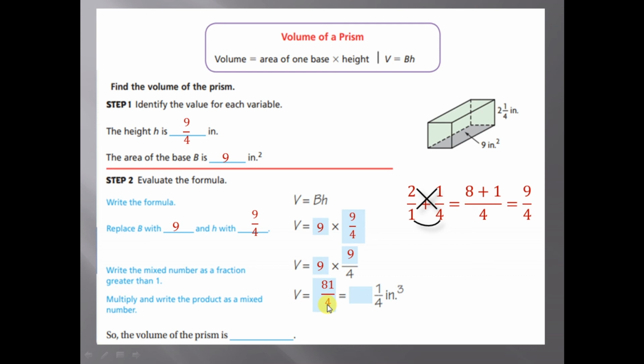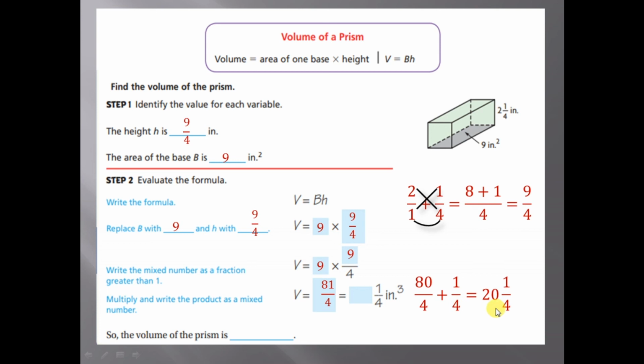Okay, so let's see something. Can we write 81 as 80 plus 1? So we write it as 80 over 4 and 1 over 4. Now, can you divide 80 over 4 by 4? First, put the 0, then 8 divided by 4 will give me 2. Can you divide 1 over 4? No, it is the simplest form. So now the answer will be 20 plus 1 over 4.